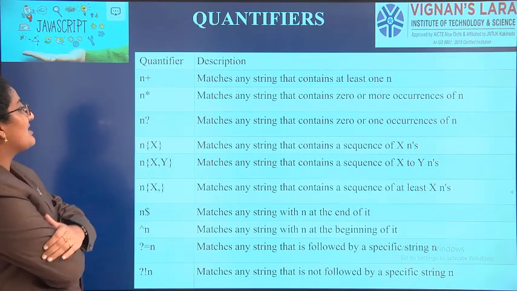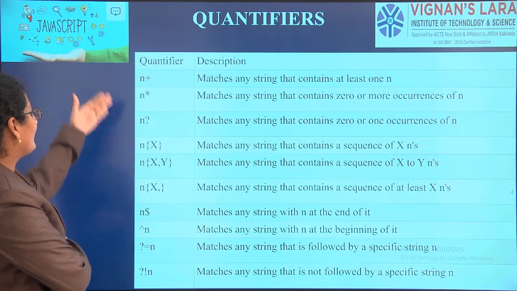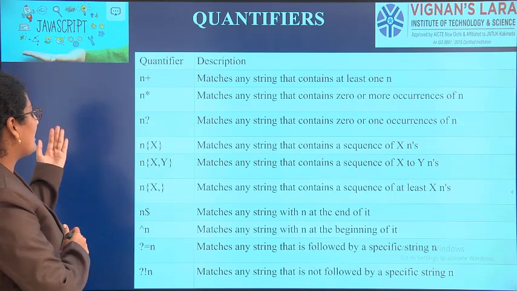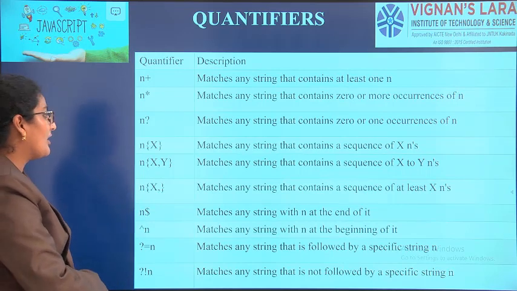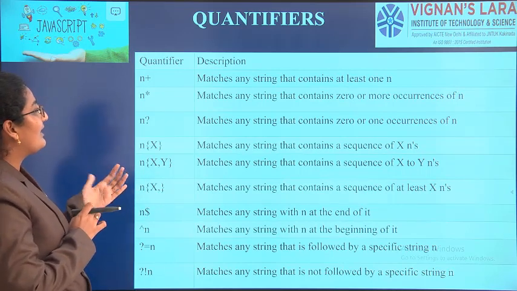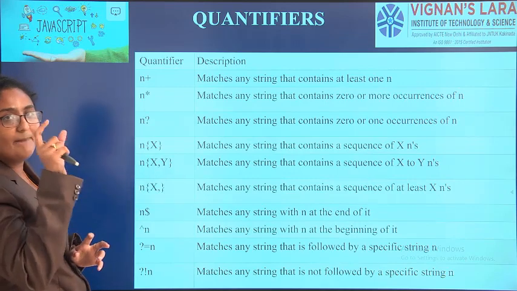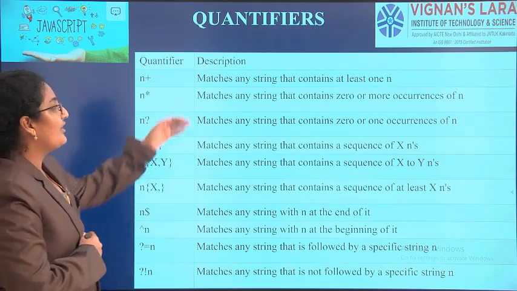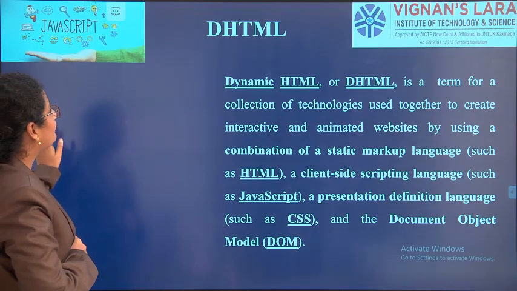So quantifiers are nothing but strings having a particular letter n. For that we have quantifiers like n plus, n asterisk, n question mark, n{x}, n{x,y}, n dollar, cap n, question mark equal n, and all. What are these quantifiers? Quantifiers are in JavaScript and we are concentrating on the letter n. Depending on the occurrences of n, we have different quantifiers.